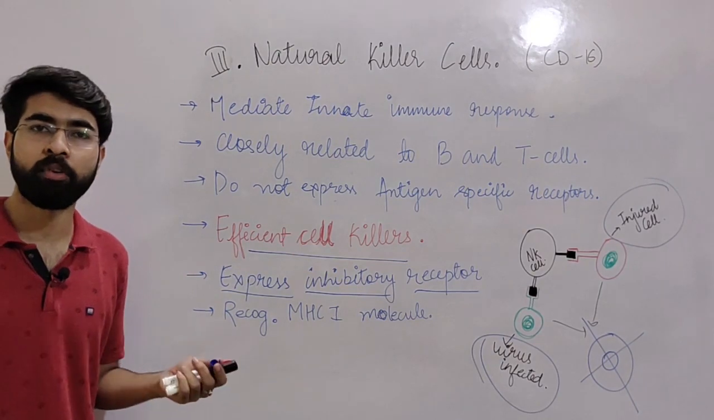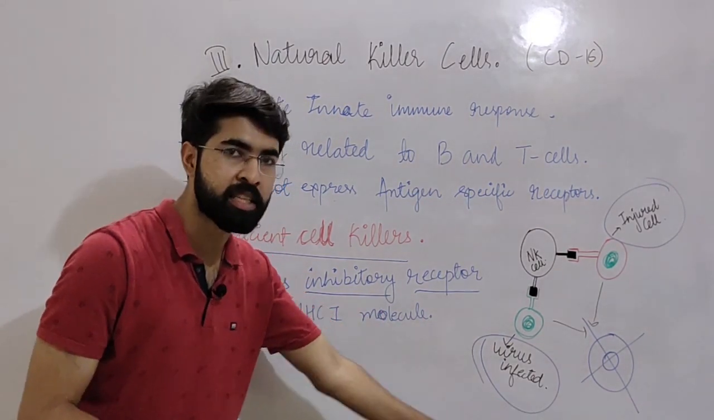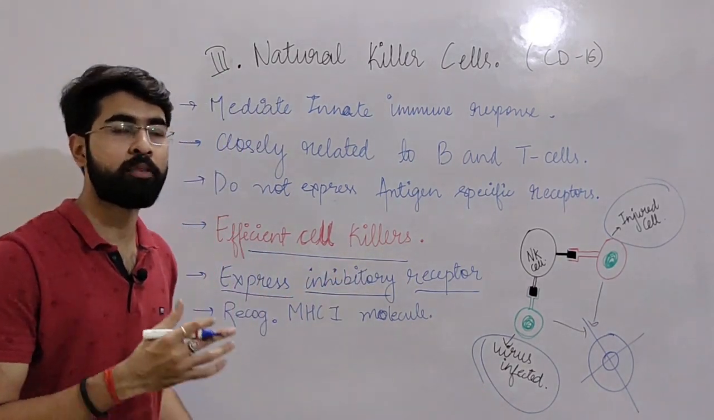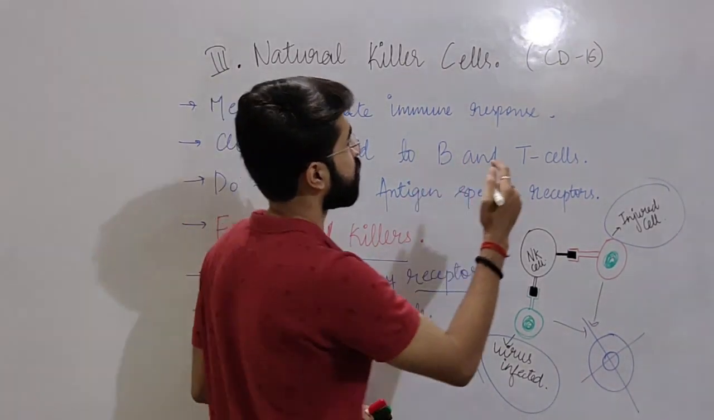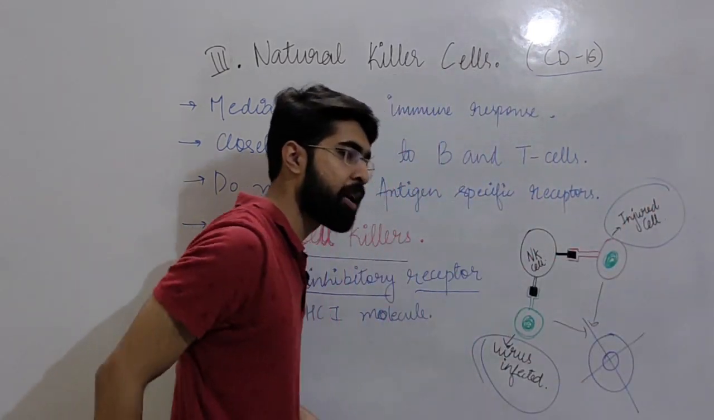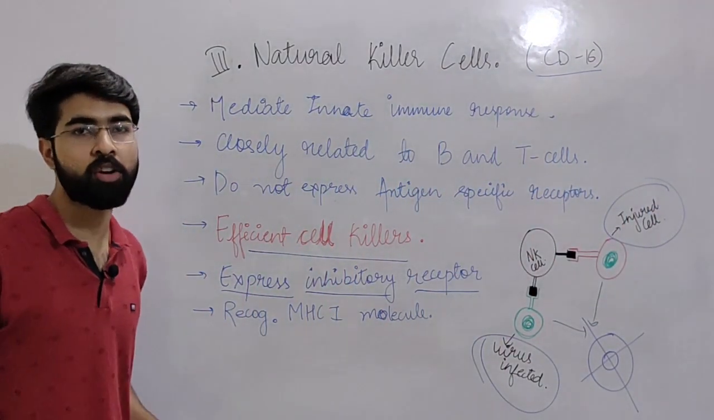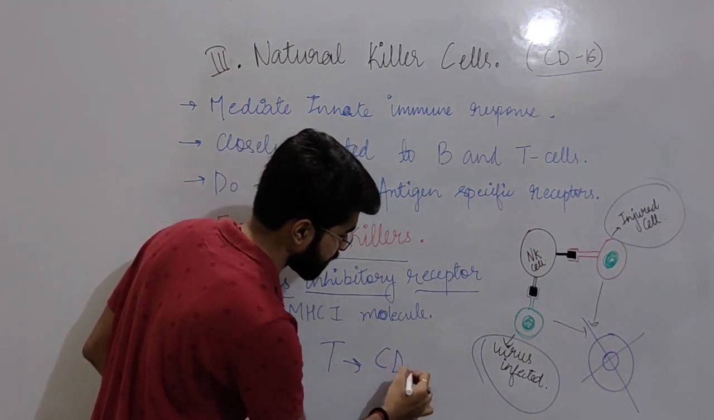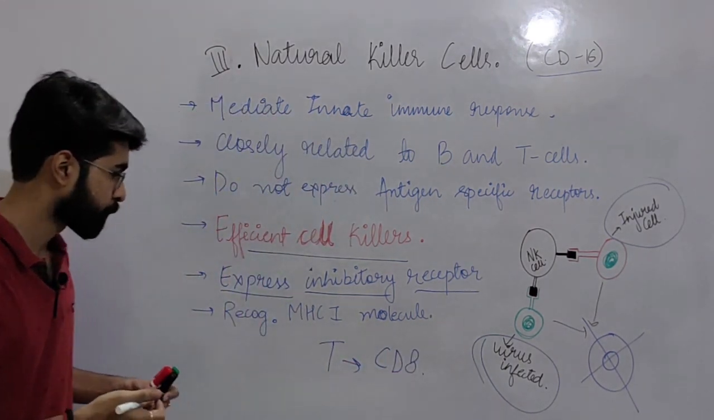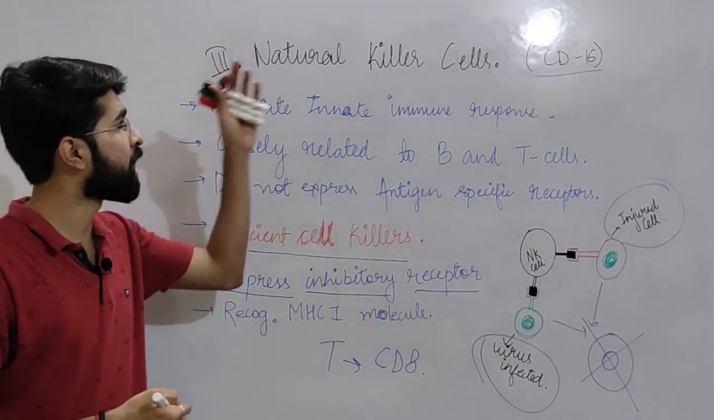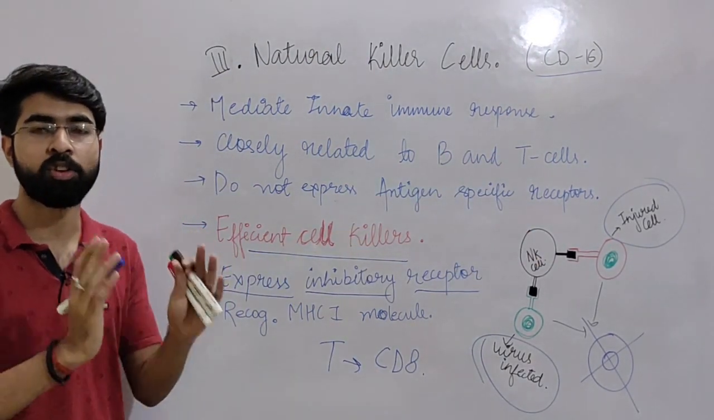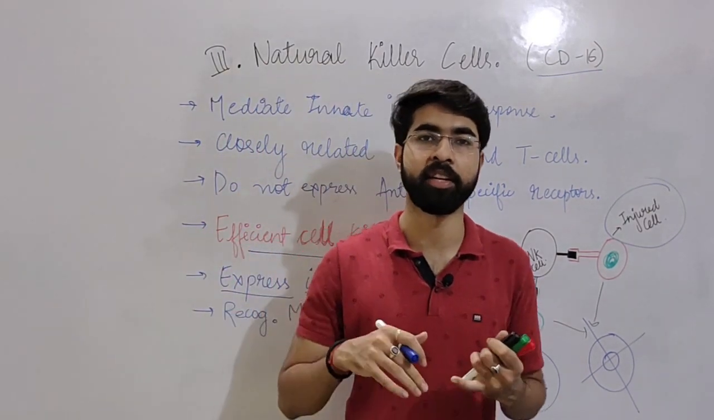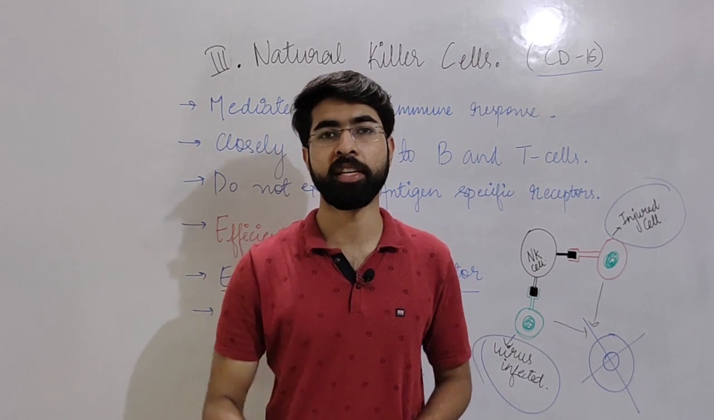For example, a tumor infected cell or a virus infected cell. That's how it removes the infection from our body. These are also known as CD16 cells. They have cluster of differentiation 16 on their surface, whereas the T cells had cluster of differentiation 8. Okay, so this was all about natural killer cells, and this was all about the lymphocytes. In this video we discussed the lymphocytes and their three different classifications and various different things.